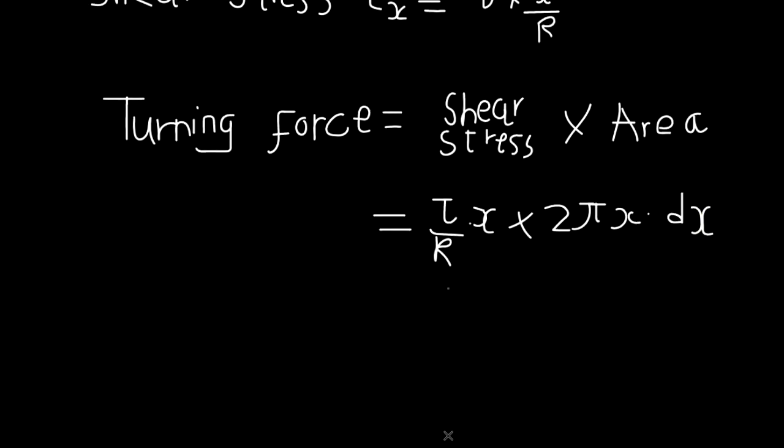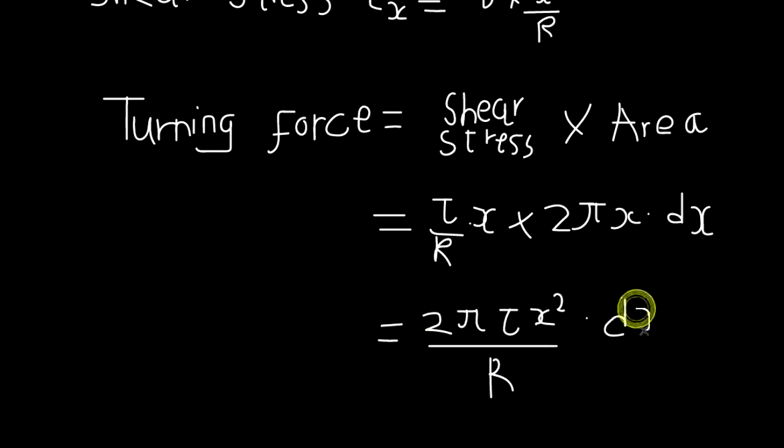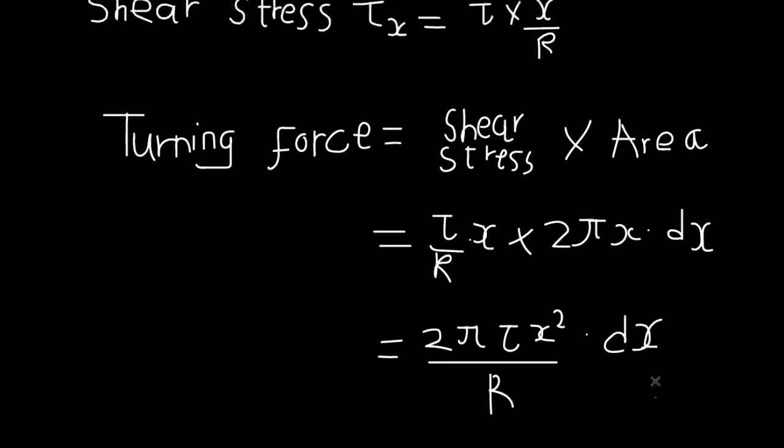So next, let me write it well. It will be 2 pi tau, now x times x will be x squared, over r, multiplied by dx.